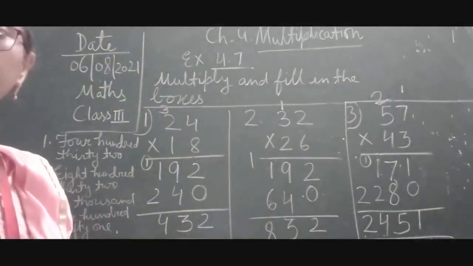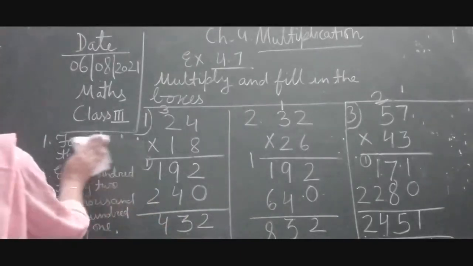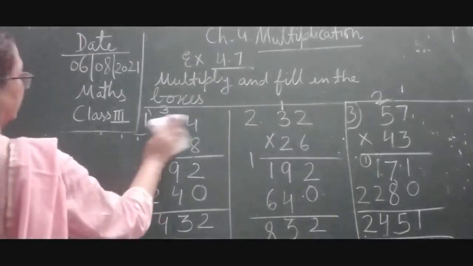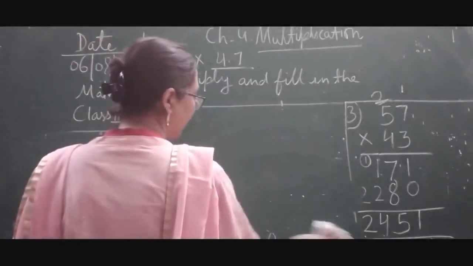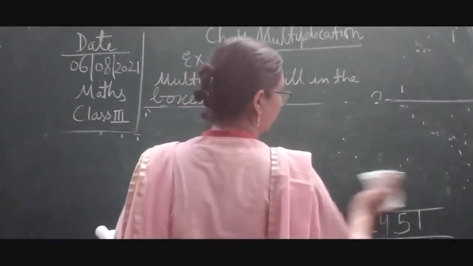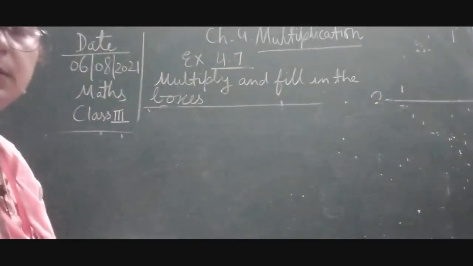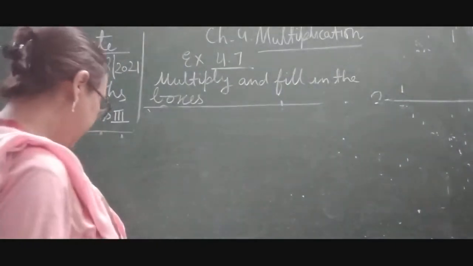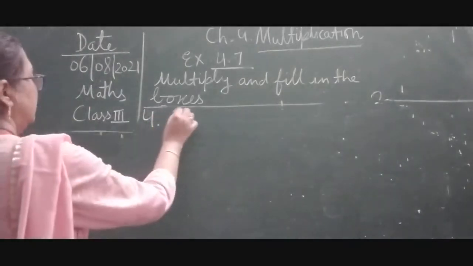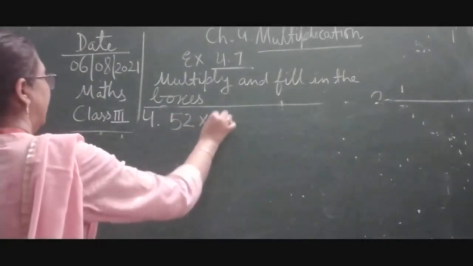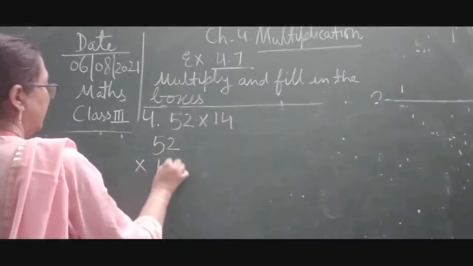Now we are moving to the next, that is multiply. Number 4 we are going to do. Number 4 we are going to write in the copy. First you just write down the question, then we will do the answer. Now here, children, we are going to start number 4 multiply. We are going to write 52 multiply by 14.